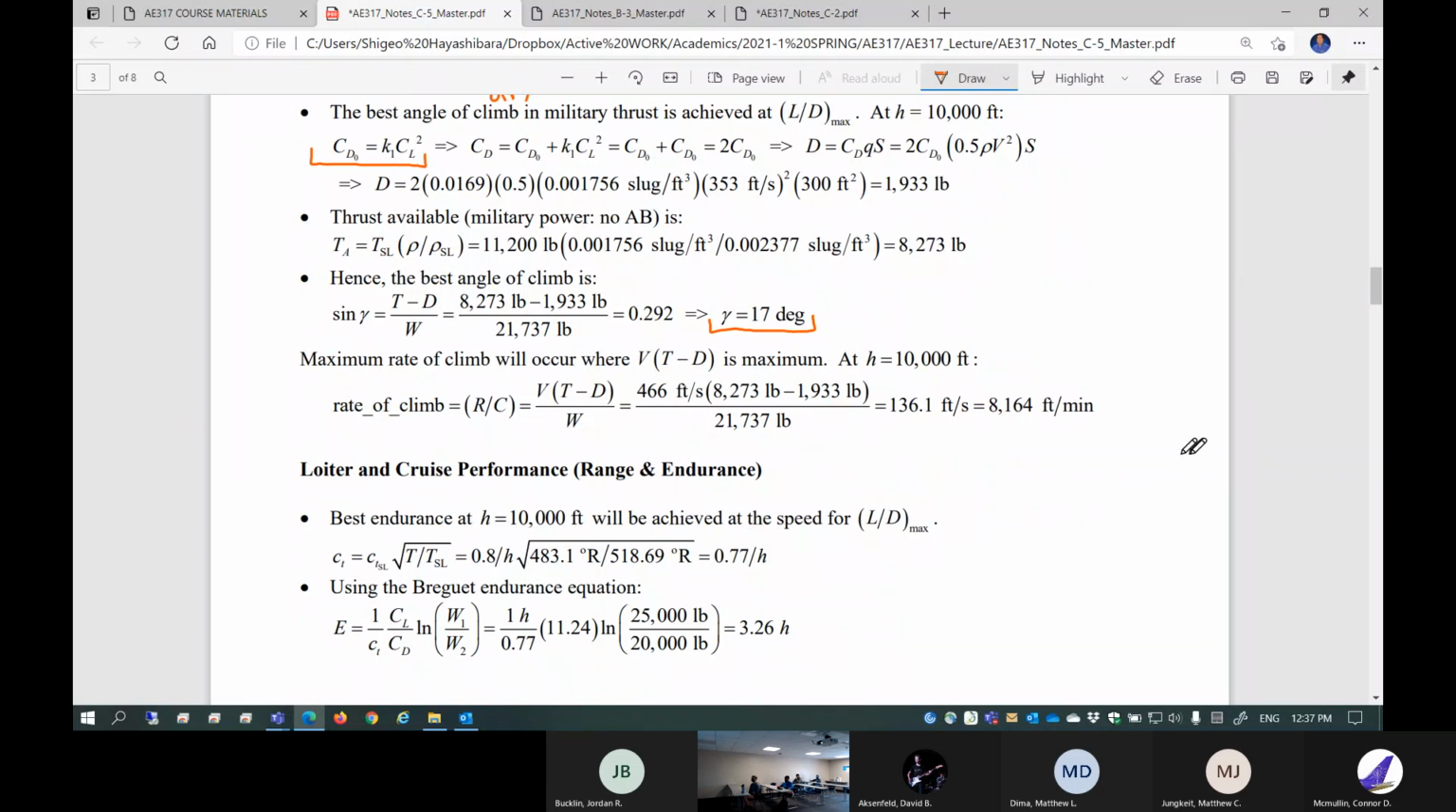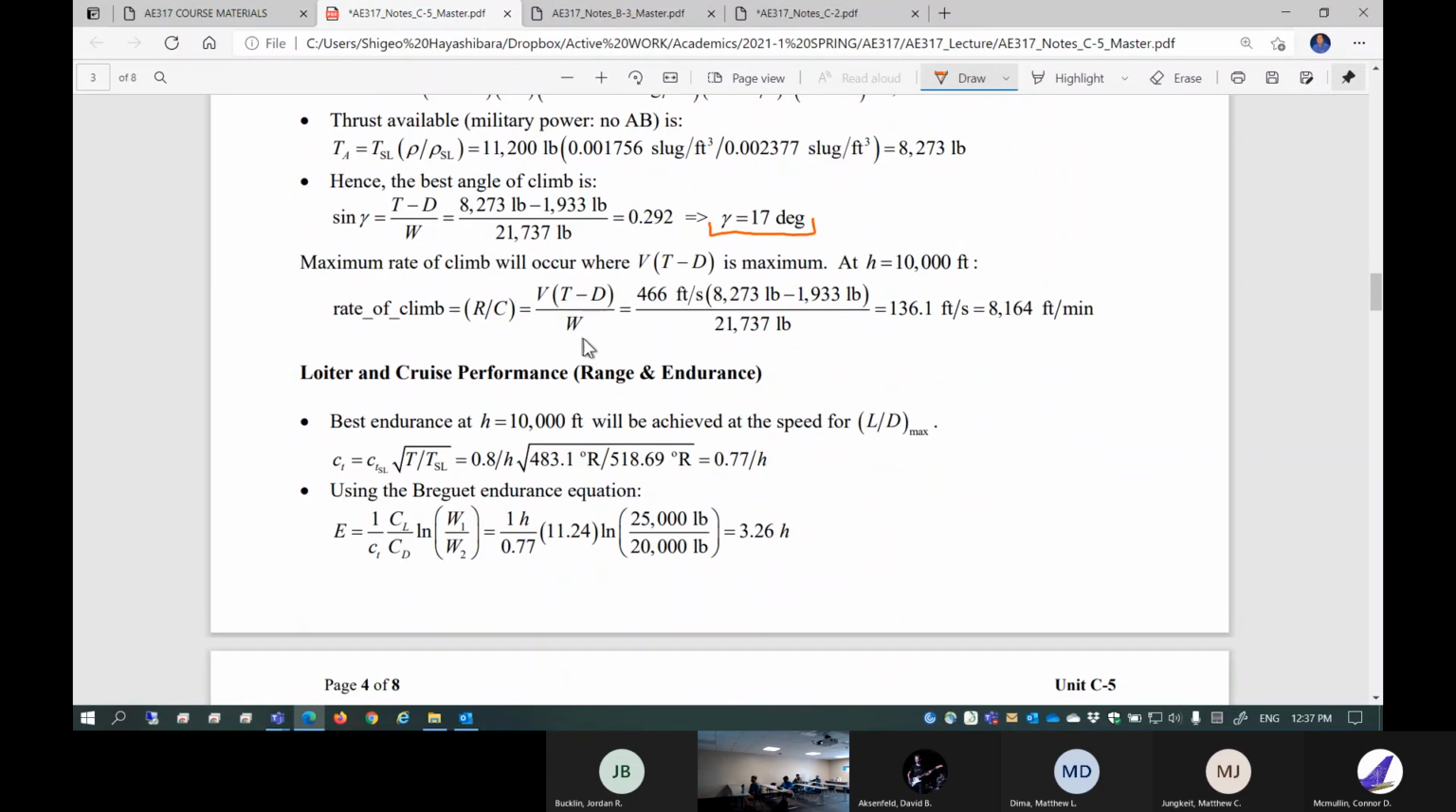Okay. And then maximum rate of climb. This depends on how much excess thrust you have. Thrust multiplied by velocity is the power, so this is essentially how much excess specific power you have, and it's going to determine rate of climb. So this is the specific excess power. That's what you're talking about. This is going to determine the maximum rate of climb.